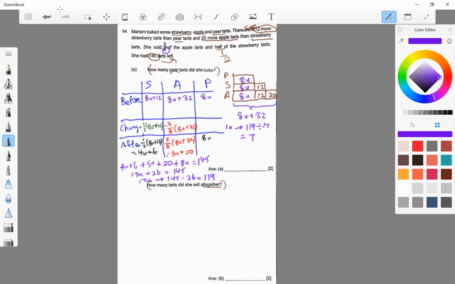So back to the question, they're asking us how many pear tarts did she bake. So if we focus our attention on the pear tarts, from the start to the end, nothing happened to it. So pear tarts, 8 units. And in this case, it must be 7 by 8. 7 times 8, 56. So 56 is actually the answer for the pear tarts. So next up, we need to find out how many tarts did she sell altogether.